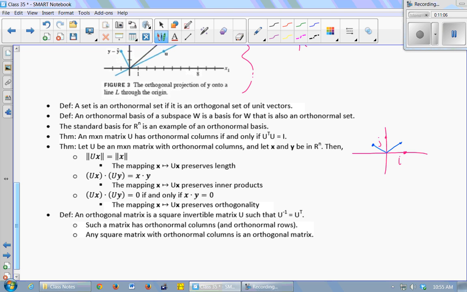And as a consequence of this second bullet, Ux dotted with Uy equals 0 if and only if x dot y is 0, because Ux dot Uy is the same as x dot y. So this says that the mapping x to Ux preserves orthogonality. If the inputs were orthogonal, then the outputs are orthogonal.